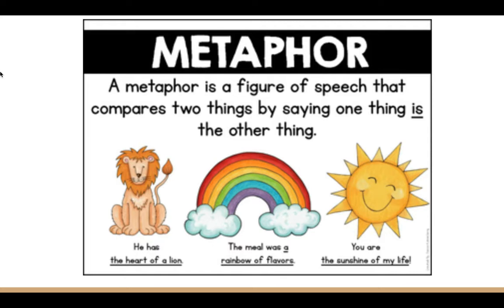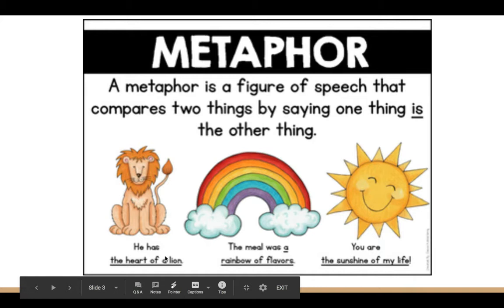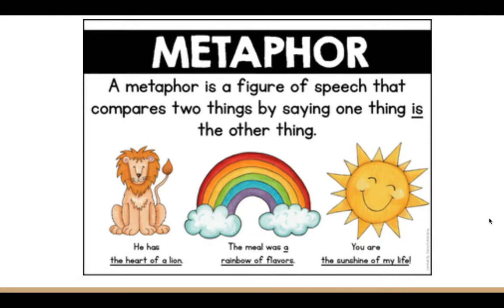And then a metaphor is a figure of speech that compares two things by saying one thing is the other thing. He has the heart of a lion. The meal was a rainbow of flowers. You are the sunshine of my life. So again, it has to compare two things, and it says that one thing directly is another thing. Now, none of these examples use the word is, but has, was, are, those are all variations of the word is.